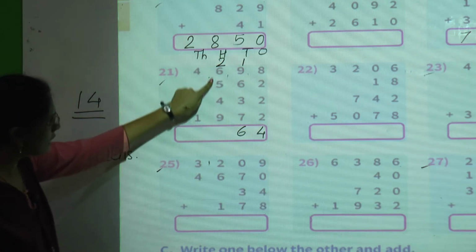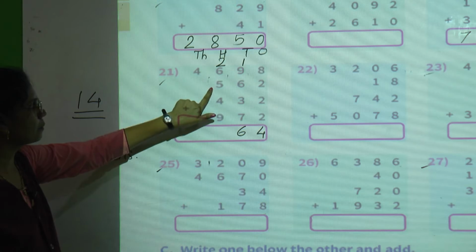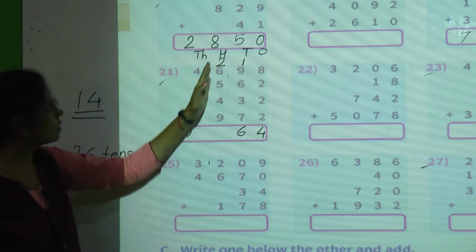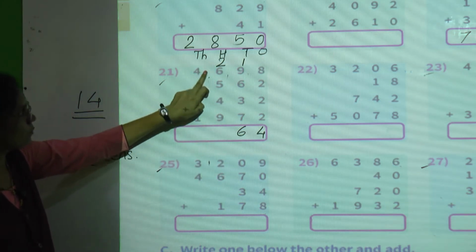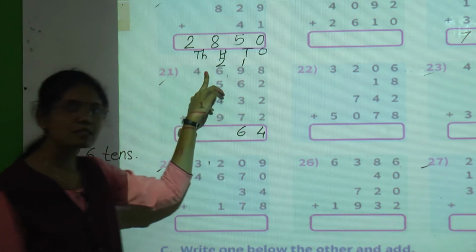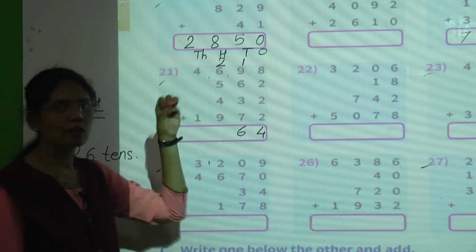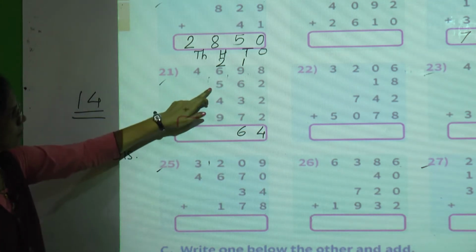Now see the hundreds place digit. 200 plus 600 plus 500 plus 400 plus 900. All these digits we have to add. Okay, so one by one we will add. 2 plus 6, 8. 8 plus 5, after 8 count your 5 fingers. 9, 10, 11, 12, 13.